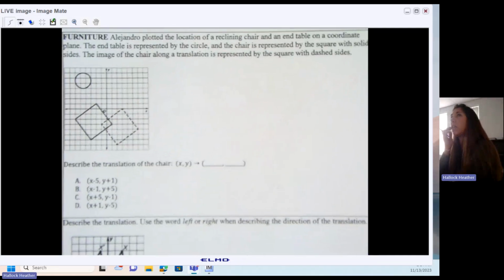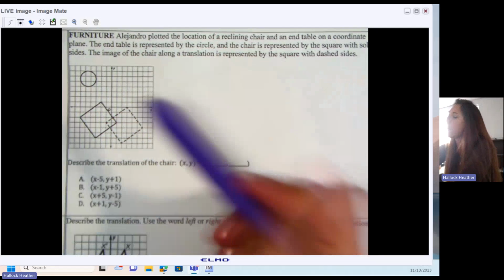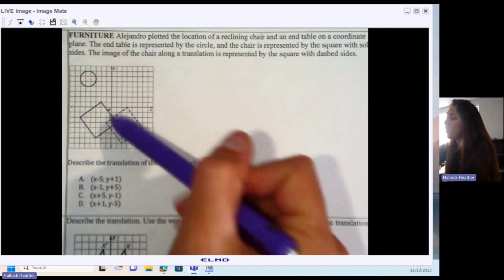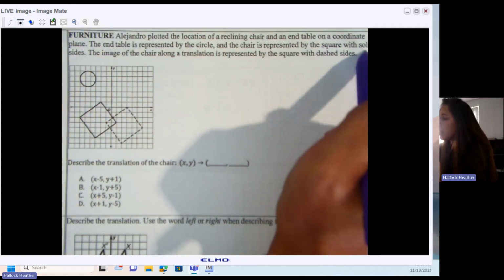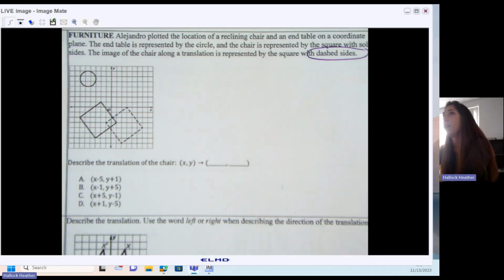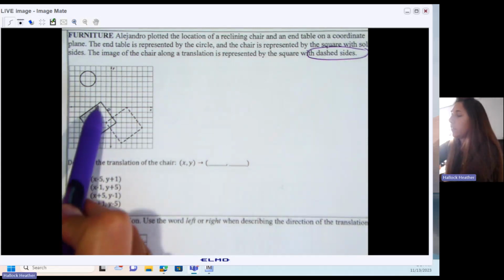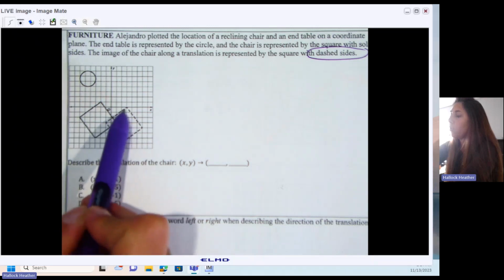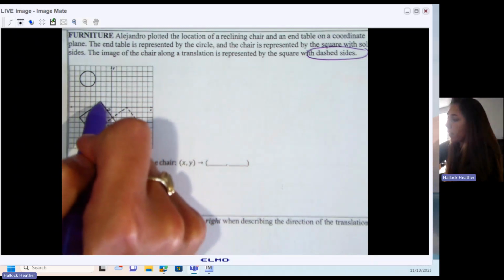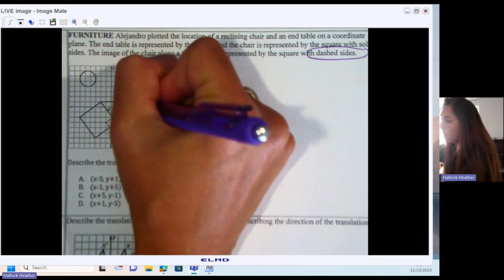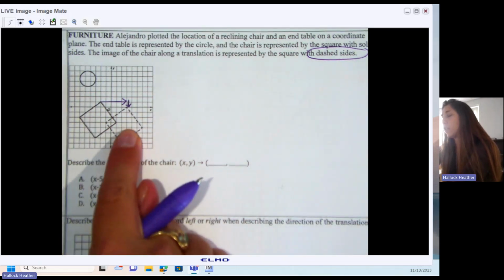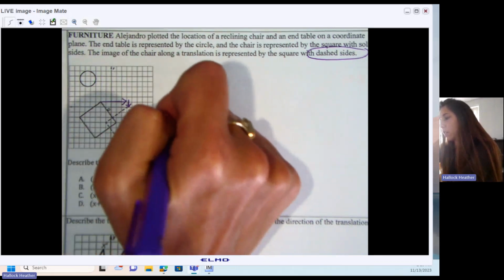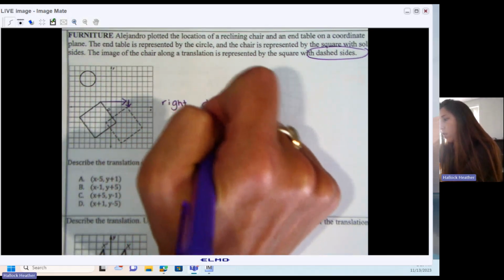The last slide is giving you a table, and then you have some chairs. What I basically need to do is figure out the rule that would represent me getting to the dashed side chair. So I'm going to take this one and translate it to the dashed. I have to figure out how I'm going to get from here to here. So I'm going to the right and then I'm going down, because I'm going to the dashed. This is the pre-image. This is my final answer image. This is going to the right and it's going down.